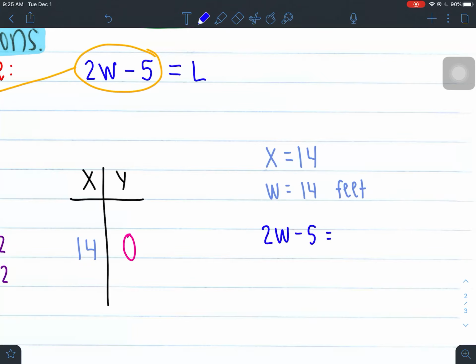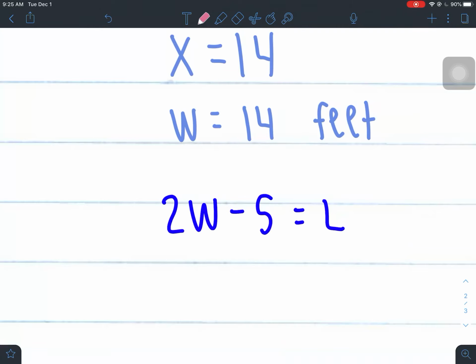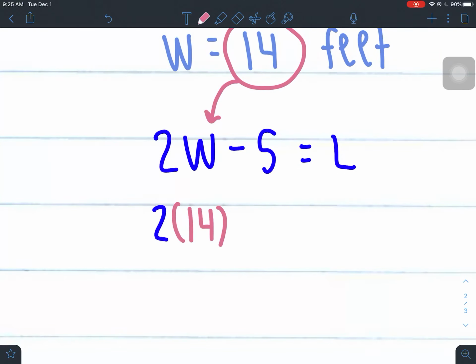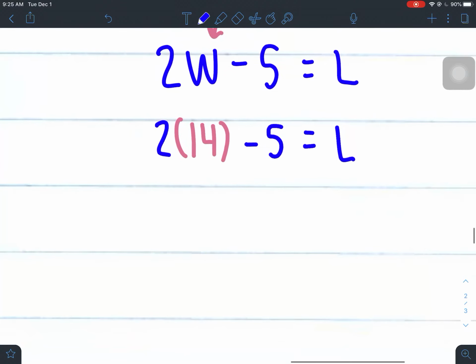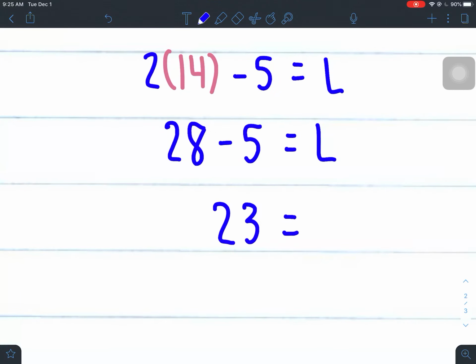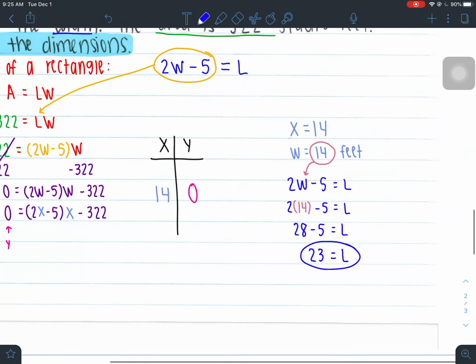So using the equation from earlier, 2W minus 5 equals L. I'm going to plug in 14, because W equals 14. I'm going to plug that in for W. So we have 2 times 14 minus 5 equals L. All right, well, 2 times 14 gives me 28, minus 5 equals L. And then 28 minus 5 gives me 23 equals L. So what does L mean? Remember, L is your length. So your length is 23.